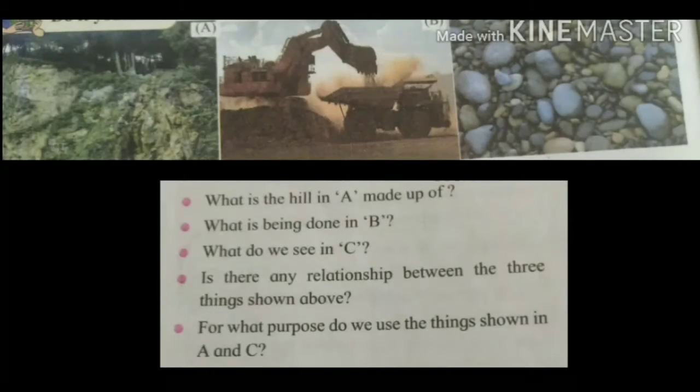These are the three pictures which I was supposed to show you: Figure A, Figure B and Figure C. The questions are: What is the hill in Figure A made up of? Question 2: What is being done in Figure B? The third question is: What do we see in picture C?